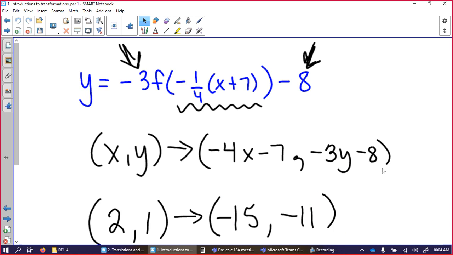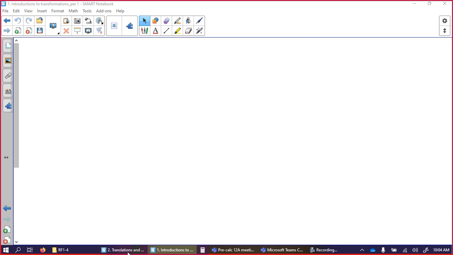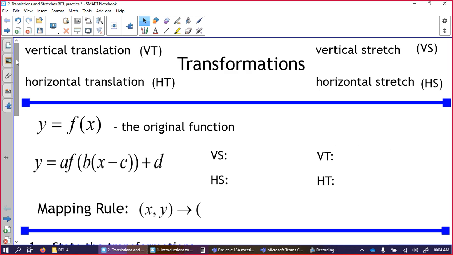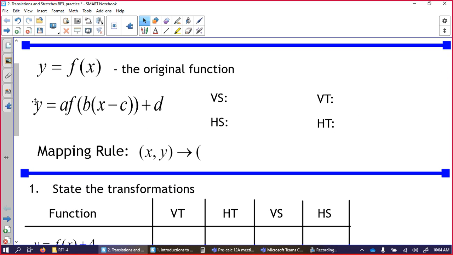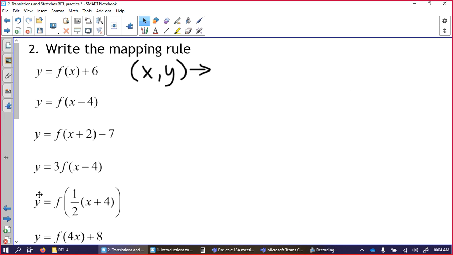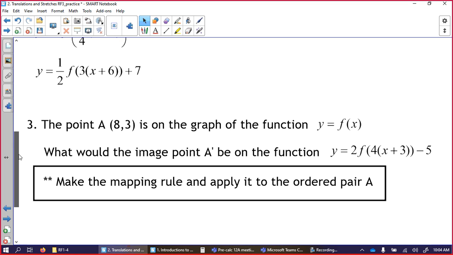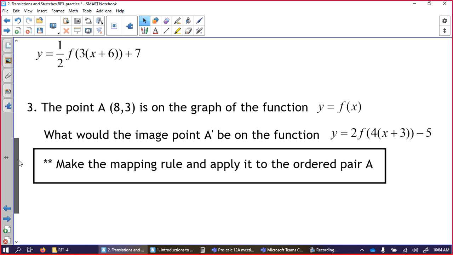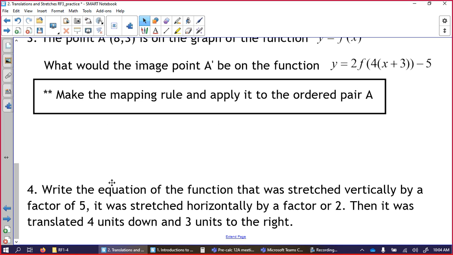That's all other stuff. So today we're going to look at this one, which I'm going to do the first little bit. State the transformations. So it's just filling in a table. That's a traditional one. Write a mapping rule from an equation. The point (8, 3) on a graph, what would be the image A prime under this? Make a mapping rule and apply it. Write an equation for a function that has been transformed. We'll probably go through some of those.